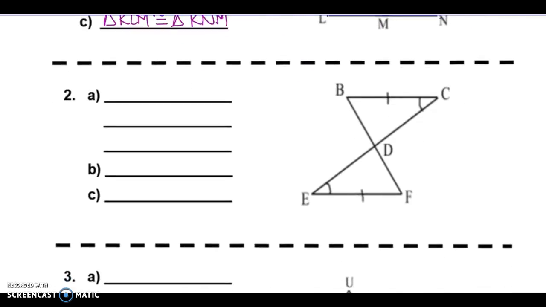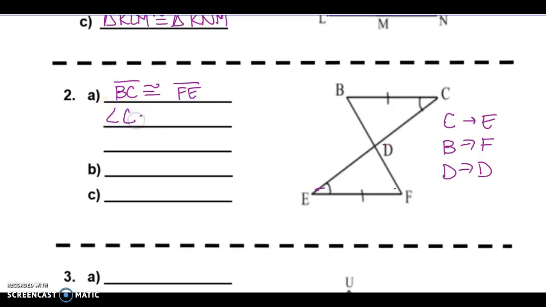Let's start stating our congruencies. So if I look here, I see C and E. C is going to correspond to E because they're congruent, which means B is going to correspond to F, and then D is going to correspond to itself. Okay, so I have triangle CBD and triangle EFD here. All right, so let's start naming my congruency statements. I know that BC is going to be congruent to line segment FE. I know that angle C is congruent to angle E because that's marked.